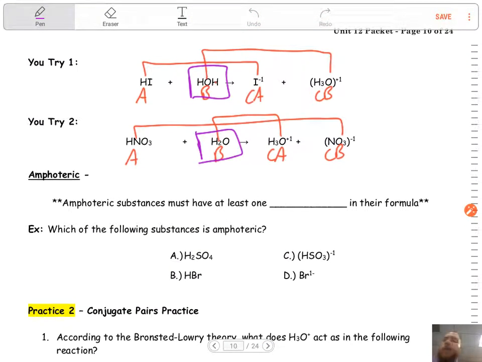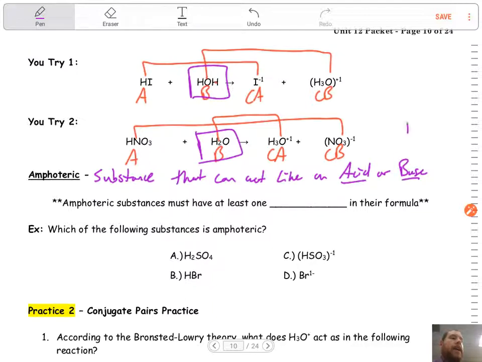Okay. That's what we call an amphoteric substance. By definition, guys, amphoteric means a substance that can act like an acid or a base. And the biggest example that you're going to see, guys, is water. Now, it doesn't mean it's strong; a lot of times it's probably going to be weak, okay, because it's that first ion that gets removed that has the strength. But water, guys, is very weak.